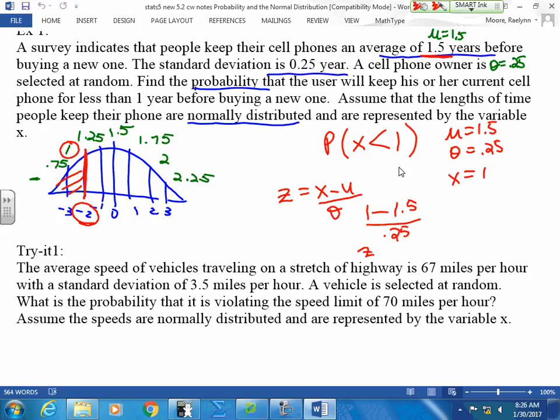So I have a z-score of negative 0.5 over 0.25, and I keep, change, flip, or divide it out, or whatever you want to do to this guy, and I get a z-score of negative 2. Okay. Now, find me the area on your chart to the left of negative 2. Look up in your z-score and find me the area to the left of negative 2.